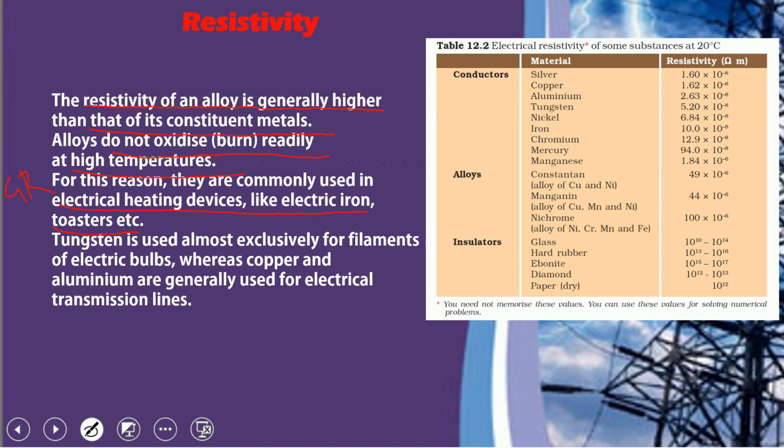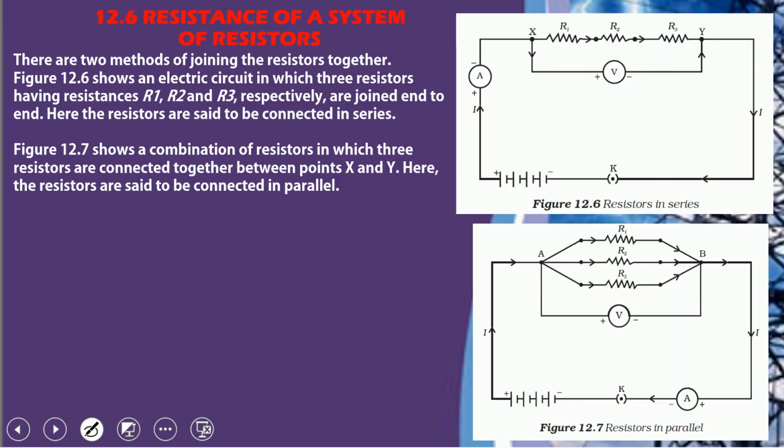So that resistance R is equal to rho l by A. Here rho is the resistivity. The unit of resistivity is ohm meter. Next is the resistivity of the different substances. Now we will go to the other topic.